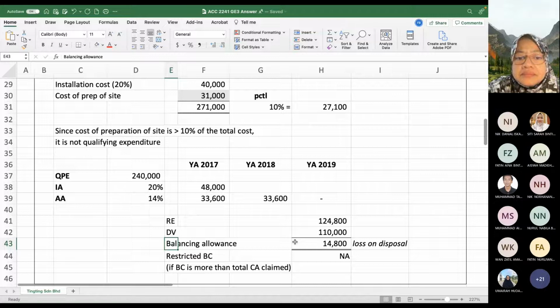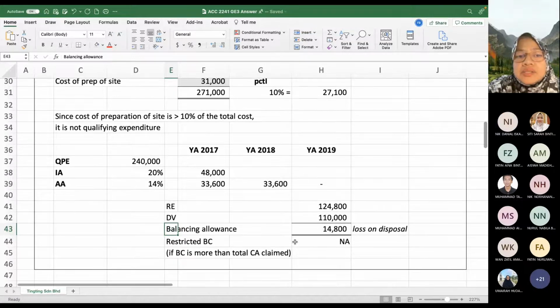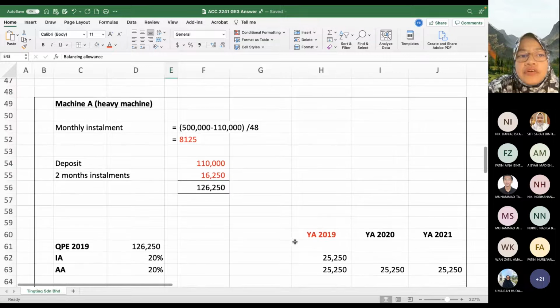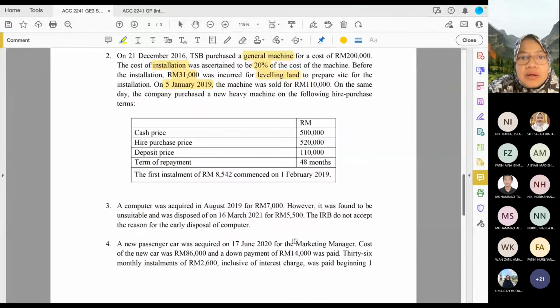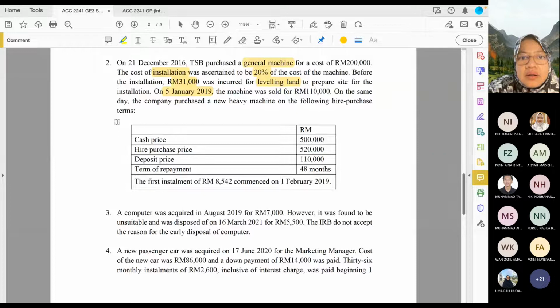All right, I think that is still fresh in your mind, but I just want to make it clear. All right, the next item is your machine. Because on the same day, you purchase a new heavy machine. So heavy machine implications is that IA is 20%, AA is 20%. But this one is on hire purchase. So when you have a hire purchase, then the computation is a bit different.